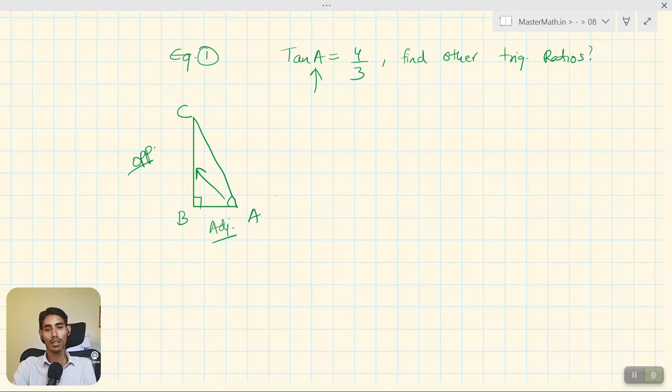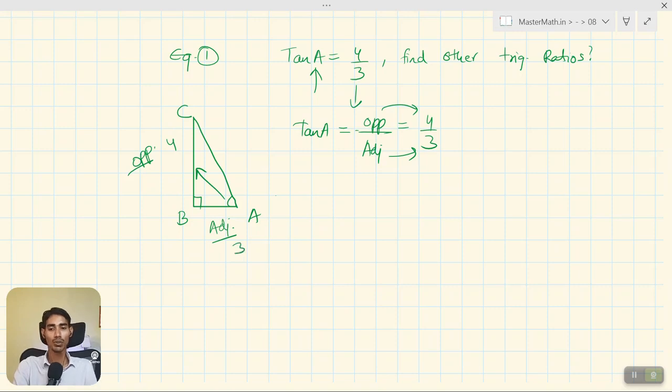Now here it is given 4 by 3, that means opposite by adjacent, which is the tan A value, the identity, the formula, equated to, that's given 4 by 3. Now opposite is 4 and adjacent is 3, so we'll mark this 4 and 3.